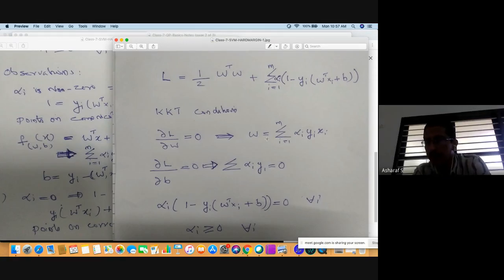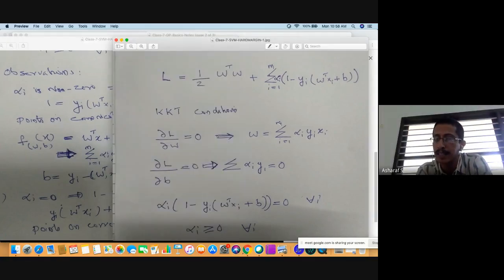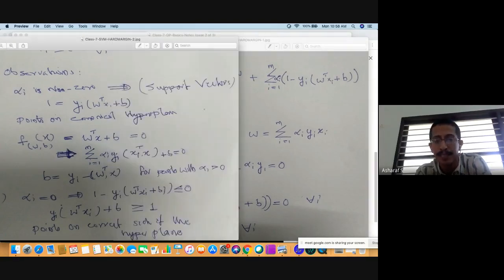So W, what is W? W is the definition of hyperplane. The hyperplane is defined in terms of alpha i's, yi's, and xi's. We know these are training points, and alpha i is a solution that we get by solving the dual problem. When there is an alpha which is non-zero, this is a point which will participate in defining the hyperplane, and the points with non-zero alpha i values are called support vectors.